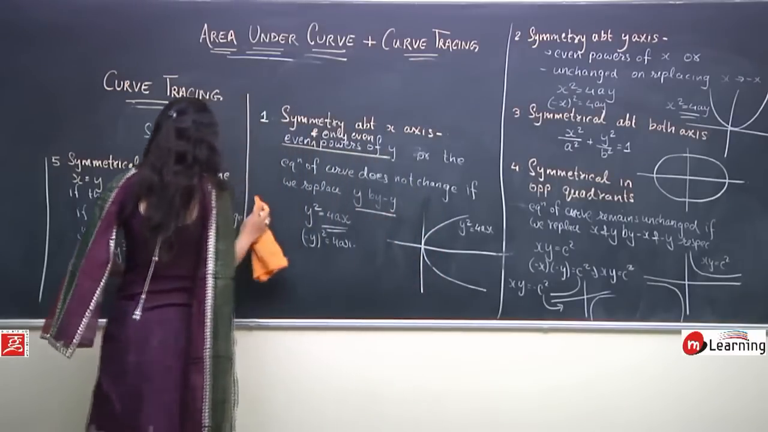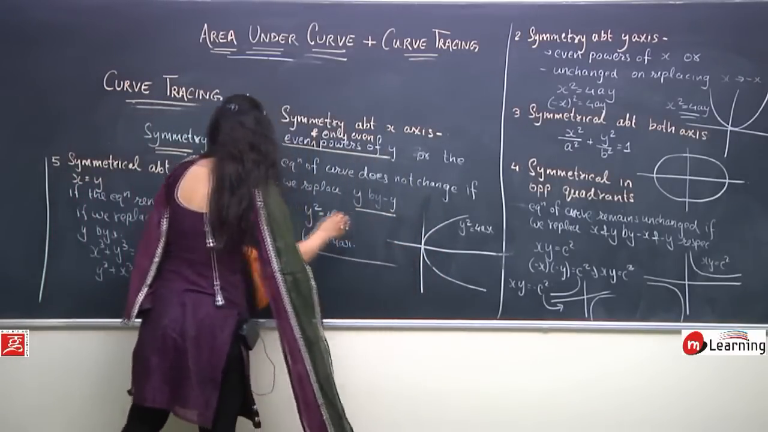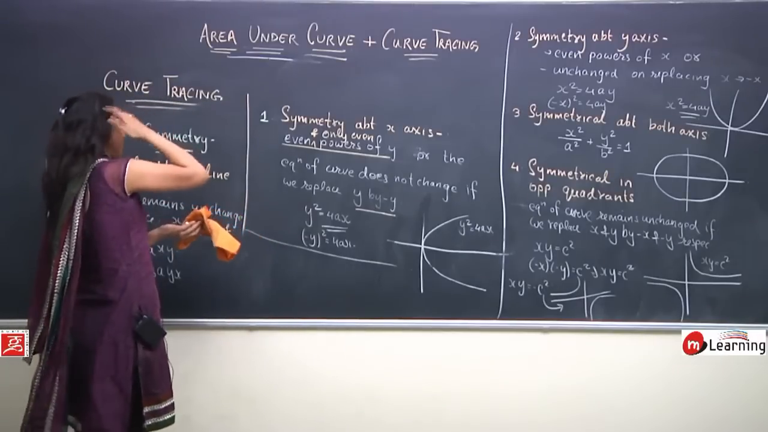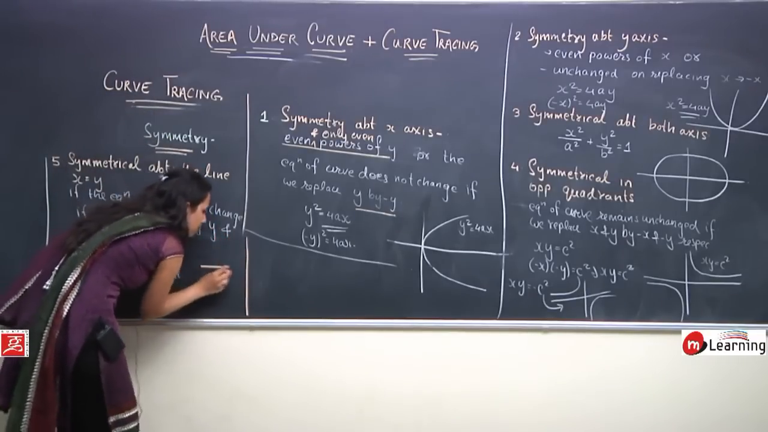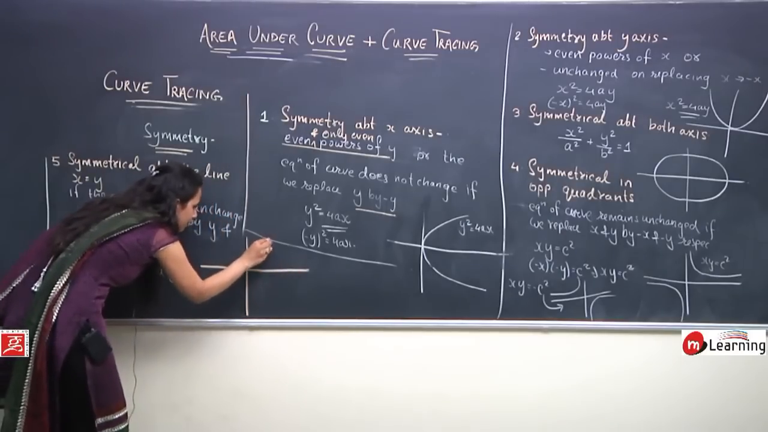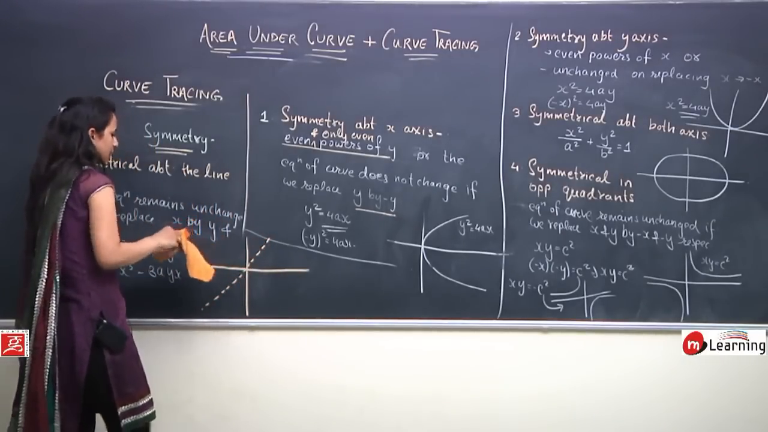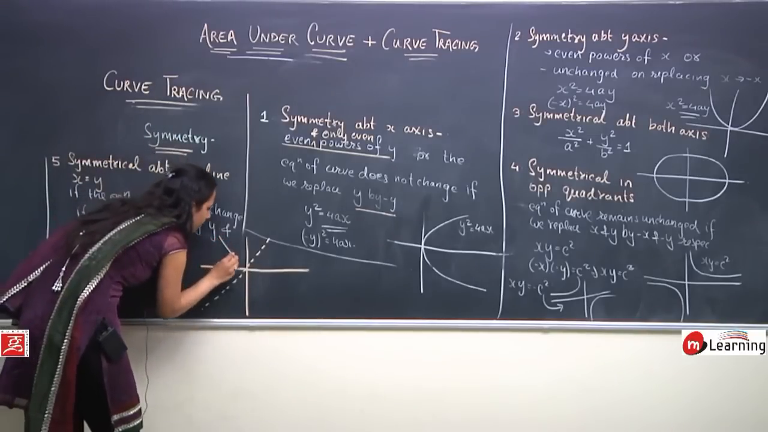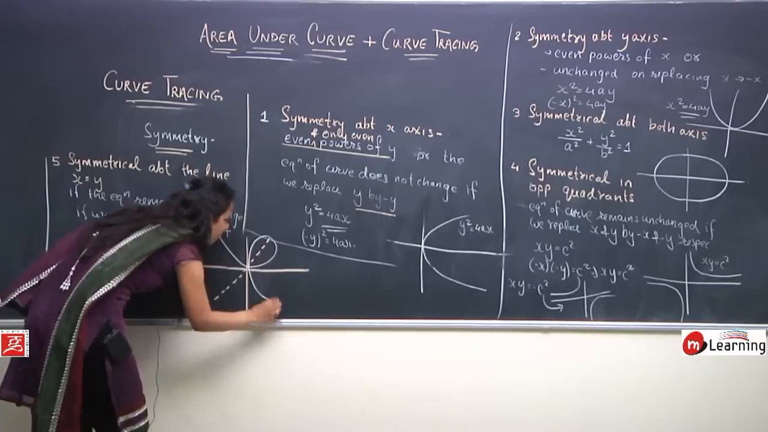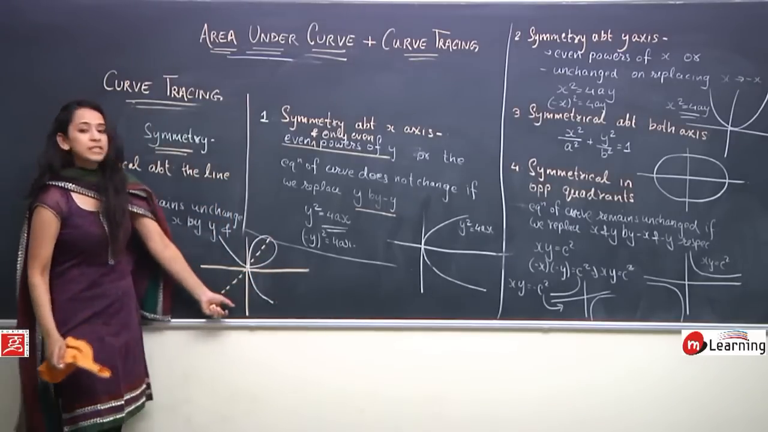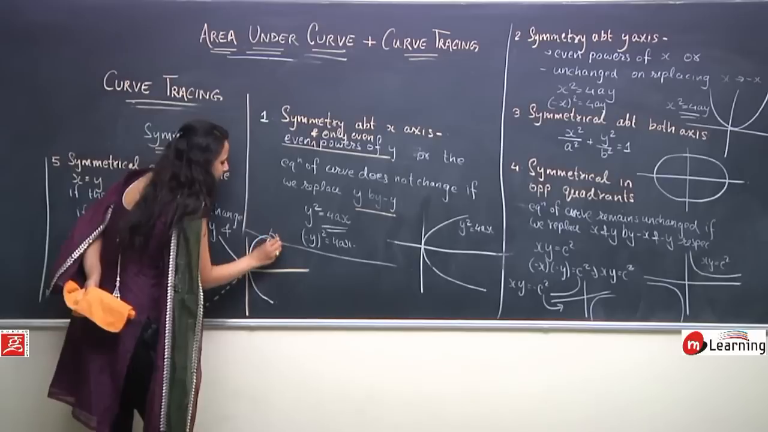और अगर हम इसे ड्रॉ भी करें तो ये कुछ ऐसा होगा. If this is my coordinate system, this is the line x equals y and the curve would be something of this form. So, this curve would be symmetrical about the line x equals y.